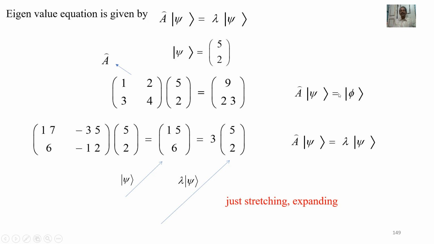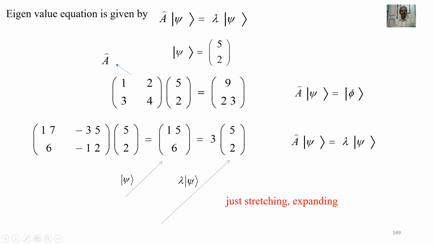Suppose we take this A matrix, the A operator, like this, and then your psi is 5, 2. The answer is 15, 6. You can pull 3 out, as it is common to both. So 3 times the column vector 5, 2. And this 15, 6 is nothing but your A psi, whereas 3 times 5, 2 is nothing but lambda psi.